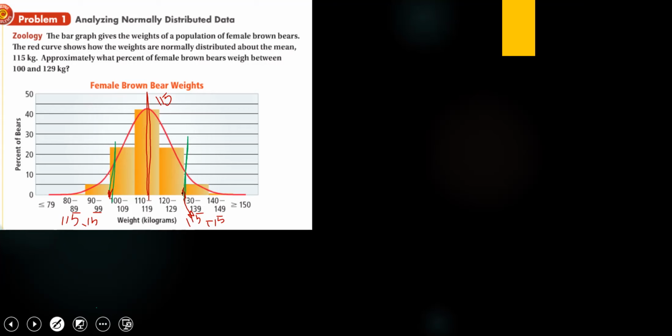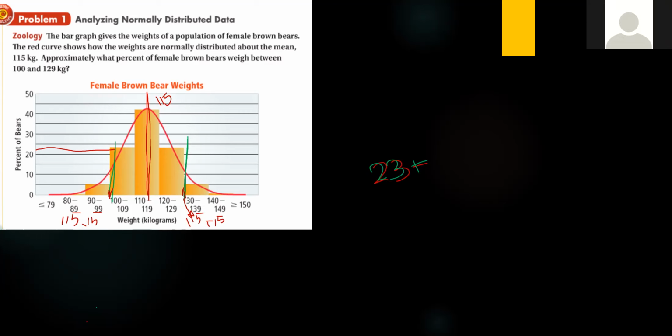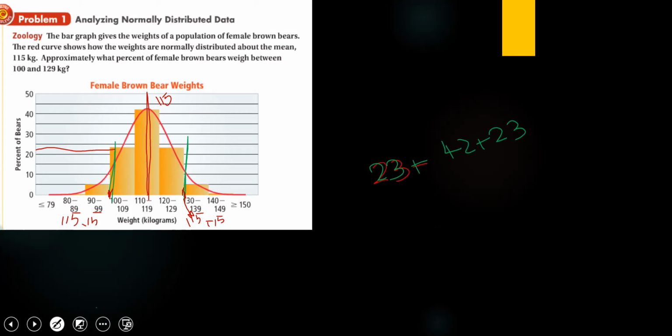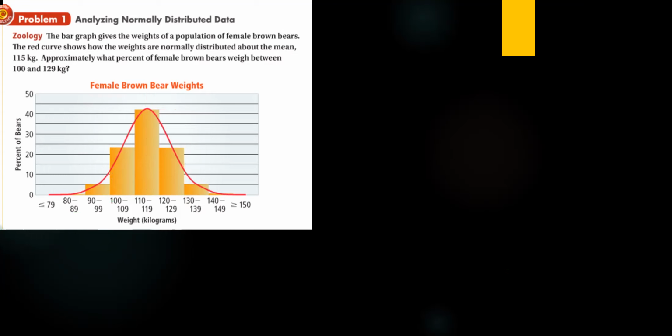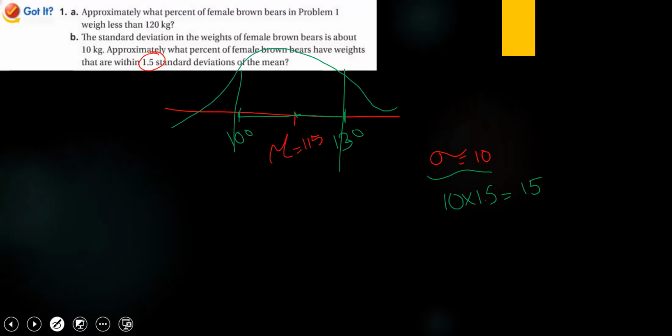So what is the area under the curve here? It's 23 plus 42 plus 23. When you add them, we have 88. So B here is 88%.